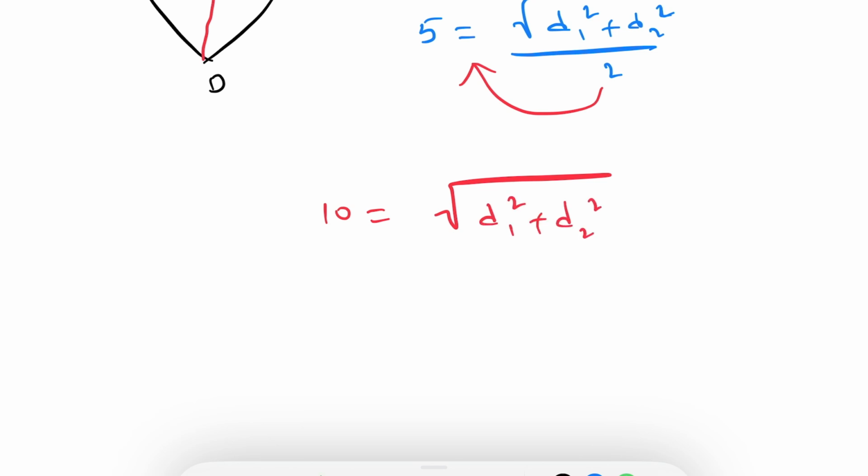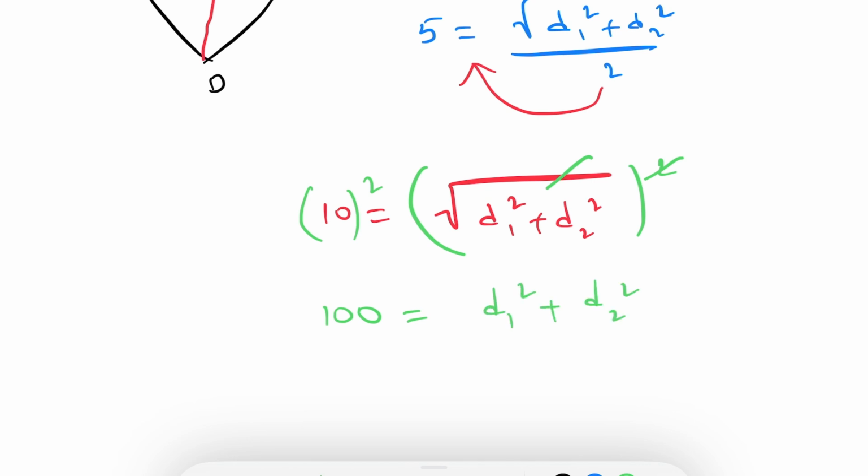To remove the square root, I will do squaring on both sides. So it will be 10 square, and here square, so the square root will get cancelled. Then 10 square is 100, 100 equals d1 square plus d2 square. So that is nothing but the sum of the squares of the diagonals is 100.